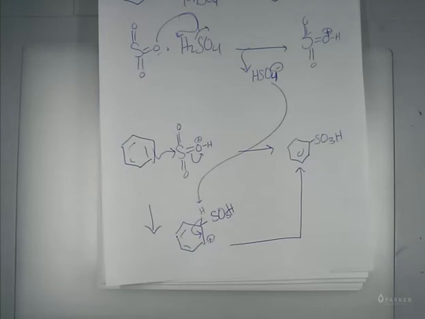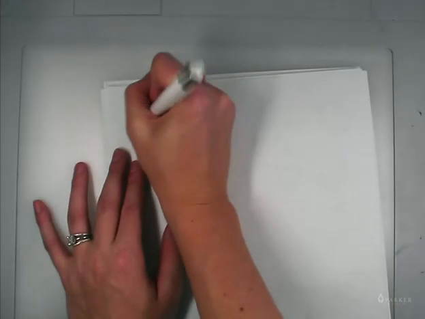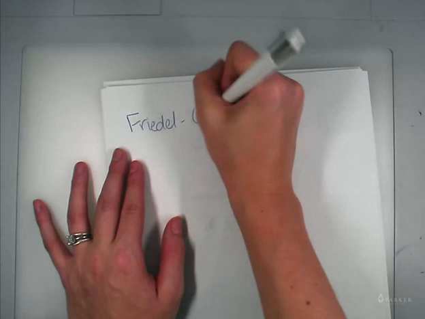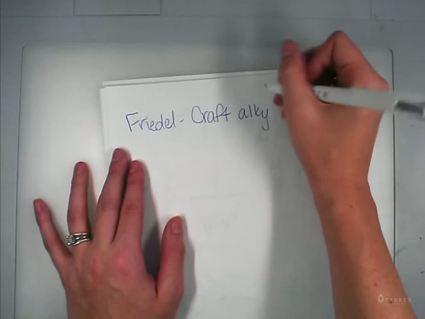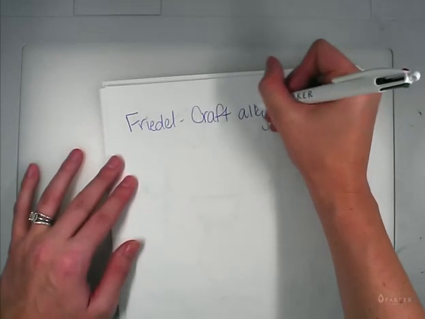Okay, so before we do more examples with that, let's learn the last two things you can put on benzene. Both of these are carbon groups. Okay, so it's called Friedel-Crafts reaction, because that's Friedel-Crafts. Let me spell that. Friedel-Crafts.